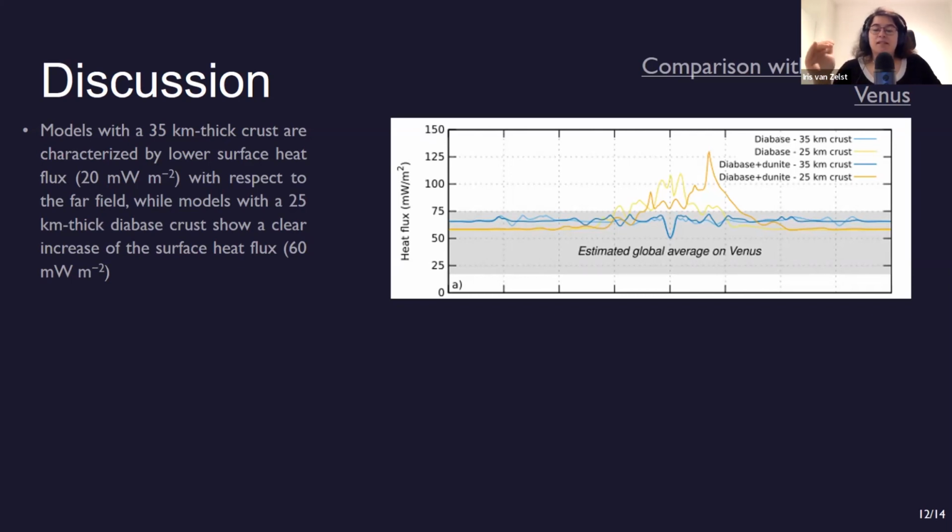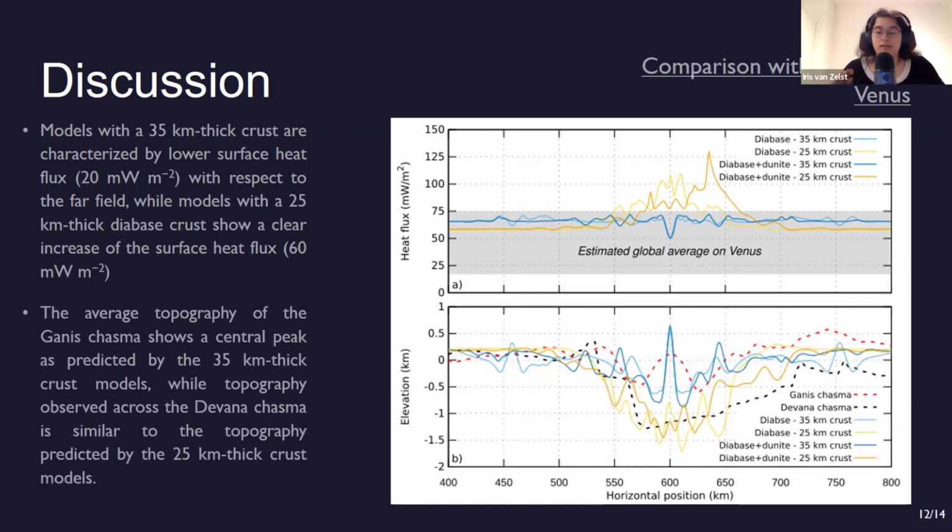So this is just a plot of the heat flux in our models, which kind of aligns with the global average. And of course, in rifts, because there's active upwelling going on, you expect a higher heat flux, with thinner crusts having higher heat fluxes. And in the next slide, we compare it to 2 profiles of rifts on Venus, namely Ganus Chasma in red dashed line and Dvana Chasma in the black dashed line. And you can see that the blue models are kind of more in line with the red dashed line, which is Ganus Chasma, whereas the yellow models are more in line with the black dashed line.